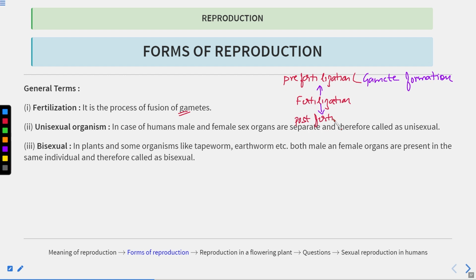Post-fertilization means after the fertilization. So what will be the post-fertilization event? You can say embryogenesis. Embryogenesis is a post-fertilization event.